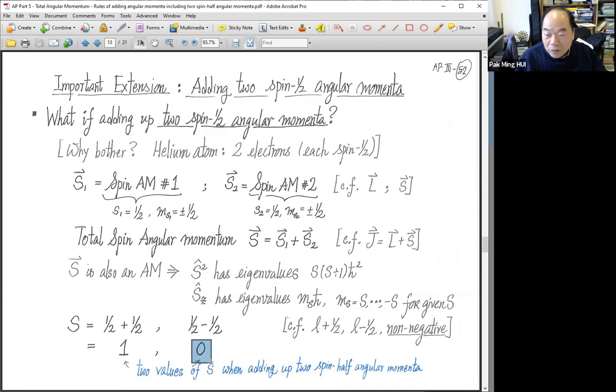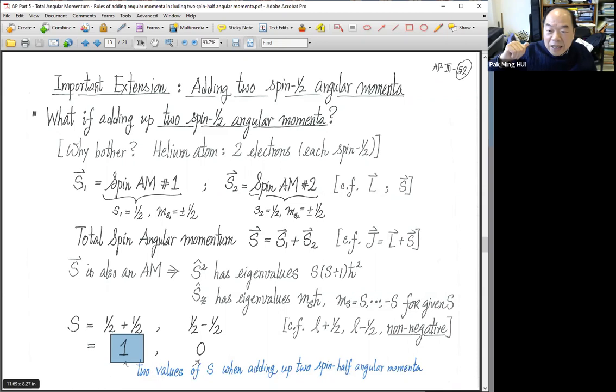Behind 0, there's an MS, like MJ, okay? That is 0, so it's only one state here. However, here, the MJ will be 1, 0, minus 1. There are 3 states here. Altogether, there are 4 spin states for 2 spin half things. Makes sense.